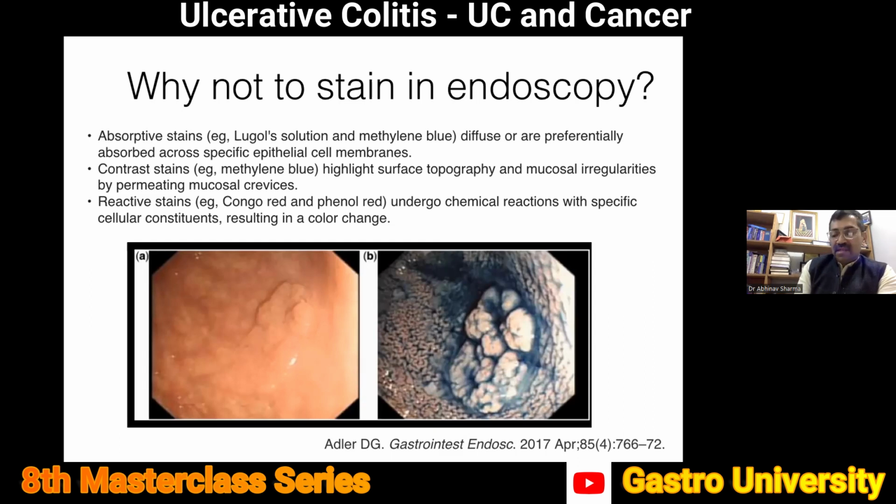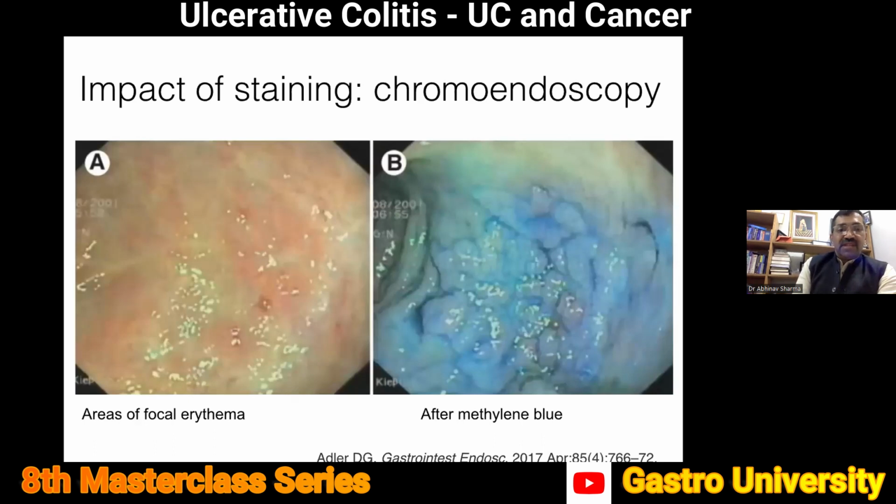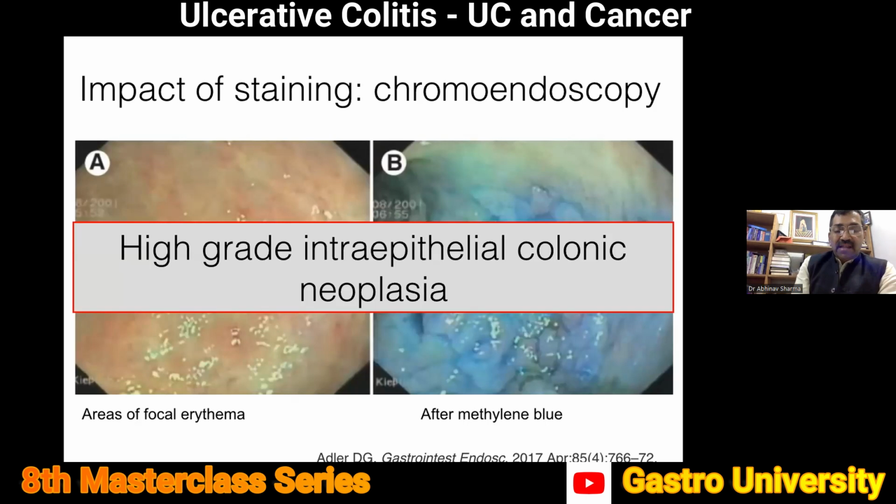So these are the kind of stains. So what is the impact of staining? On the left side, the finding can be easily missed as a focal erythema, but we can see a line of demarcation after methylene blue, and this lesion is standing out very well. So the miss rate can be brought down. And this basically turned out to be high grade dysplasia with colonic neoplasia, missing which might have had a very deleterious effect on the patient.